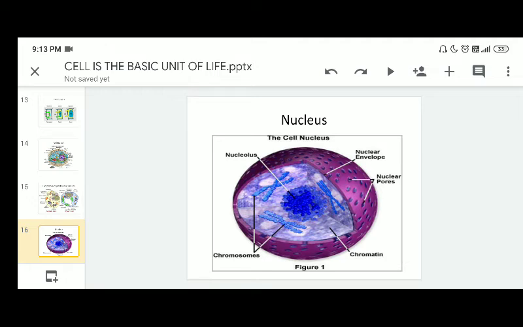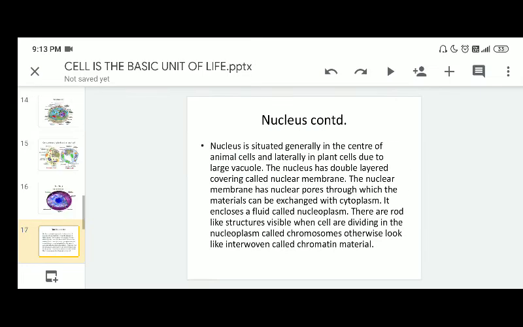This slide shows the nucleus, structure of nucleus. The details of nucleus is like that. Nucleus is situated generally in the center of animal cells and laterally in plant cells due to large vacuole. Large vacuole pushes the nucleus towards one side.